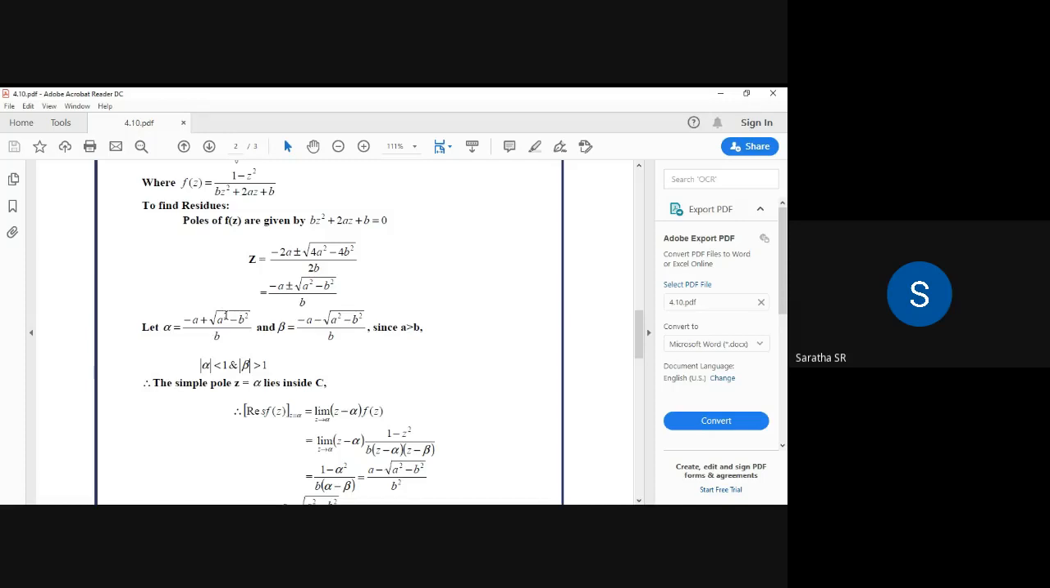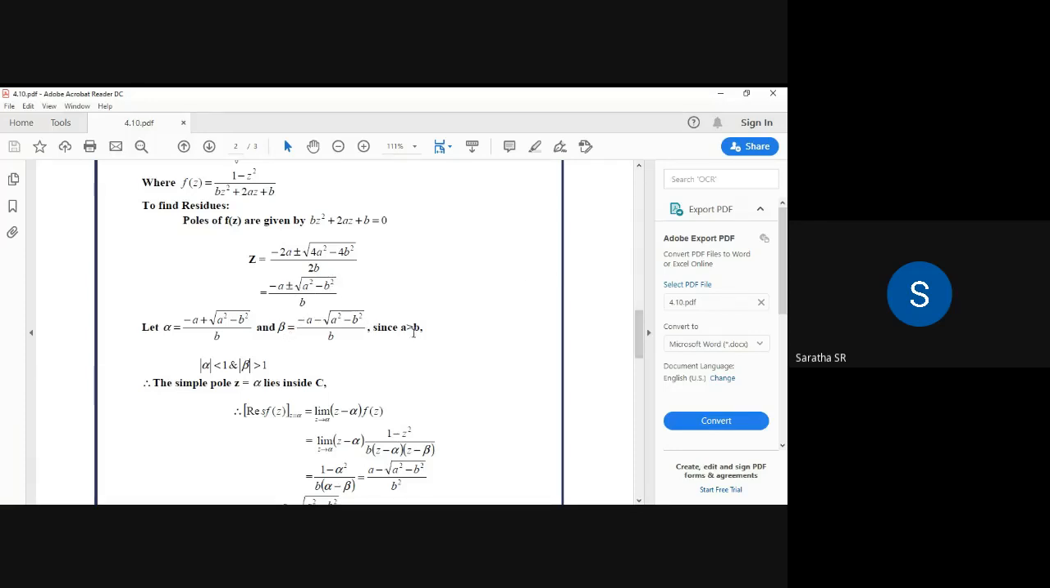Here we have the alphabetical term, minus a plus or minus square root of a square minus b square, by b. If you take it this way it may be confusing. Because of that reason only, Sam takes the plus term as alpha and the minus term as beta. So alpha is minus a plus square root of a square minus b, and beta is minus a minus square root of a square minus b.